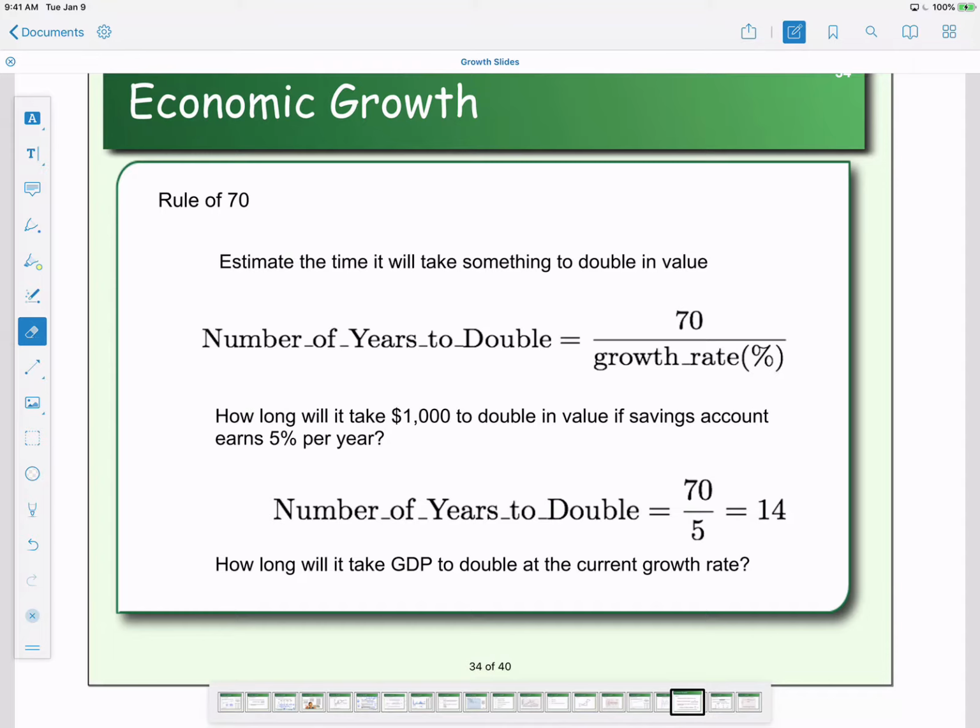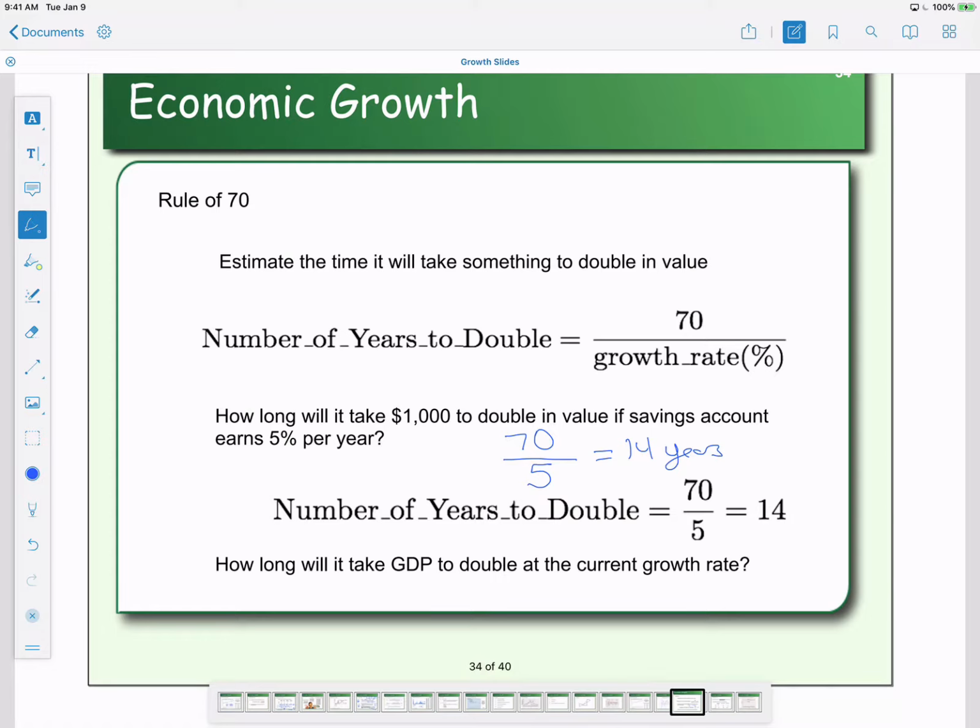Well, we can find that using the rule of 70 by taking 70 and dividing it by that 5%. But instead of using a percentage, we just take the number. So if it's 5%, we take 70 divided by 5, and 70 divided by 5 is 14. It'll take 14 years for that $1,000 to double in value.